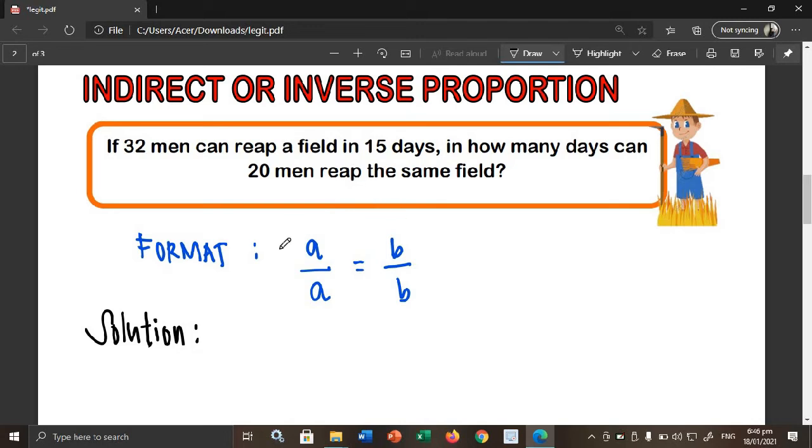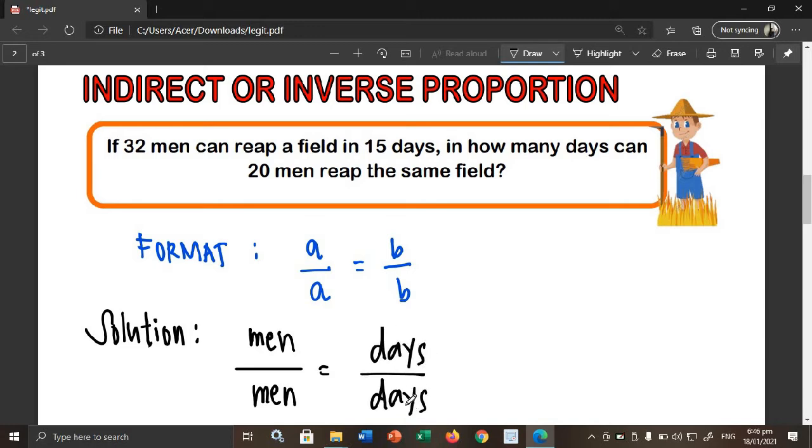Okay? So, if we will be writing the given, we have men over men, and then days over days. Ganyan yung mangyayari kasi we will be using this format. So, para malaman natin kung first or second siya, yung numerator mo dito, yun yung unang given na number ng men.